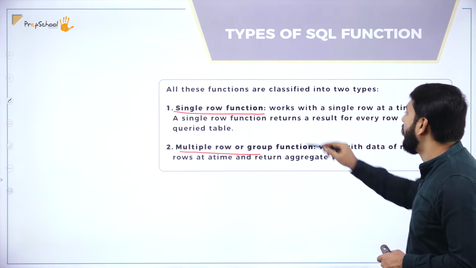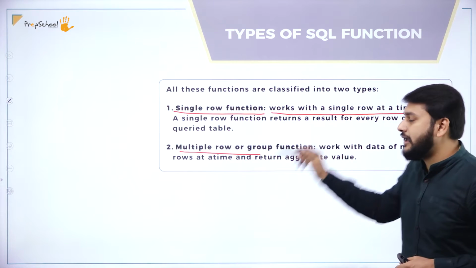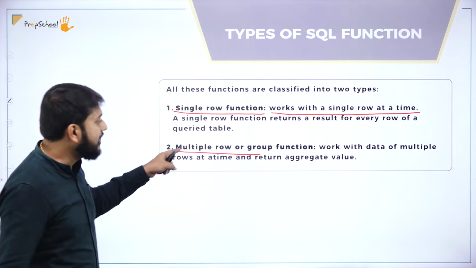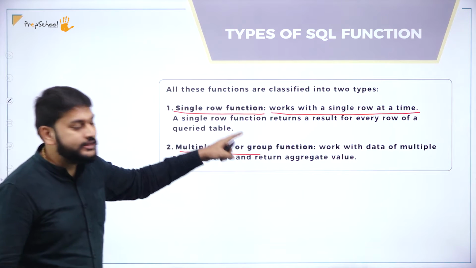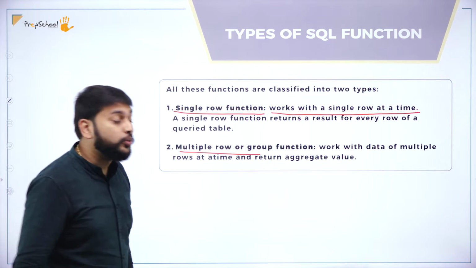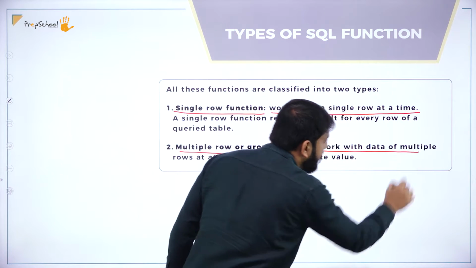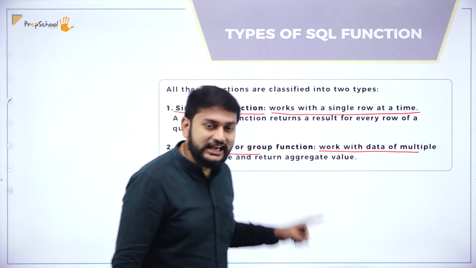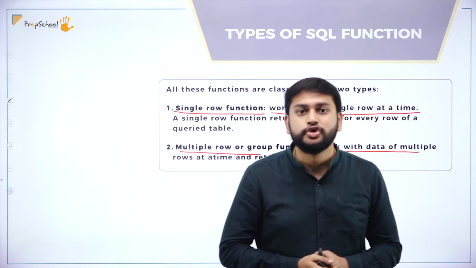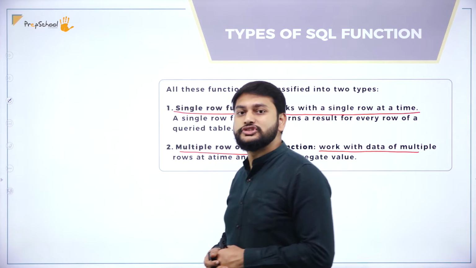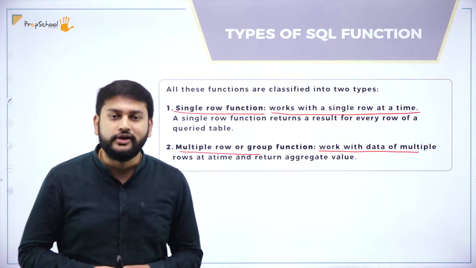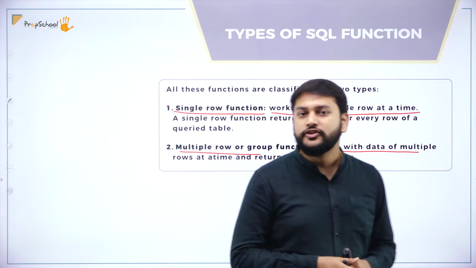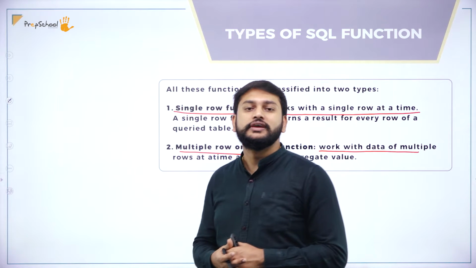Please observe here. Works with a single row at a time. But when it comes to multiple row or group function, so guys, it works with the data of multiple rows at a time. So if it is dealing with only one line at a time, it is a single row function. If it is dealing with multiple rows, then we call it a multiple row function or group function. So these are the two different types of SQL functions that we have, right?